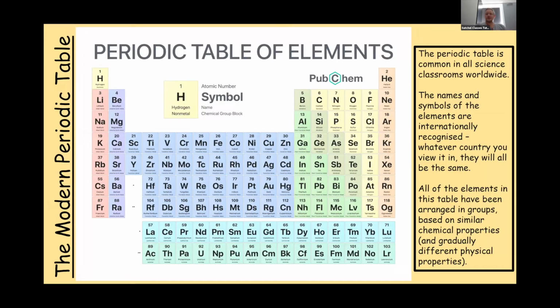So, the periodic table is common in science classrooms worldwide. The names and symbols of the elements are internationally recognised. Whatever country you go in, whatever country you view it in, they will all be the same. This allows science to be a universal language. All of the elements in this table have been arranged in groups based on similar chemical and gradually different physical properties. We're going to look at 3 groups in particular.